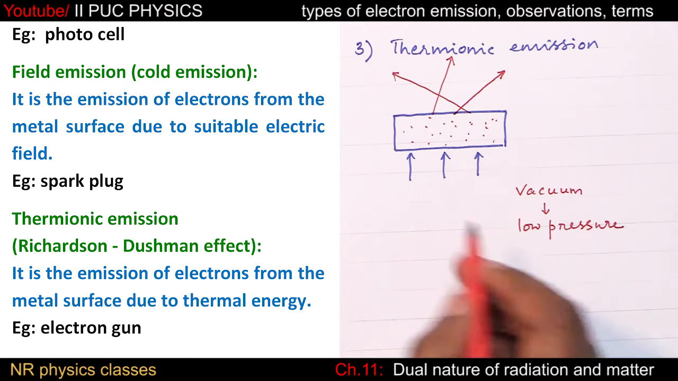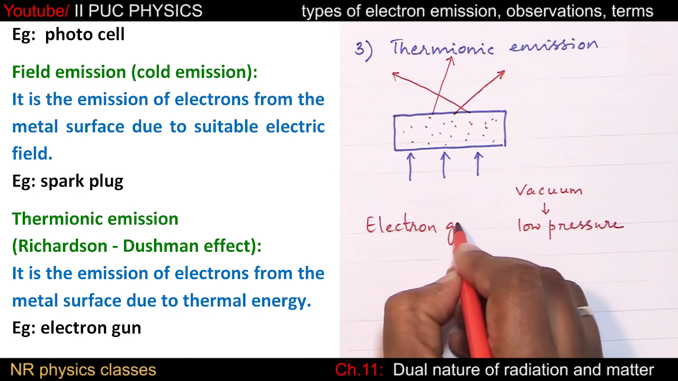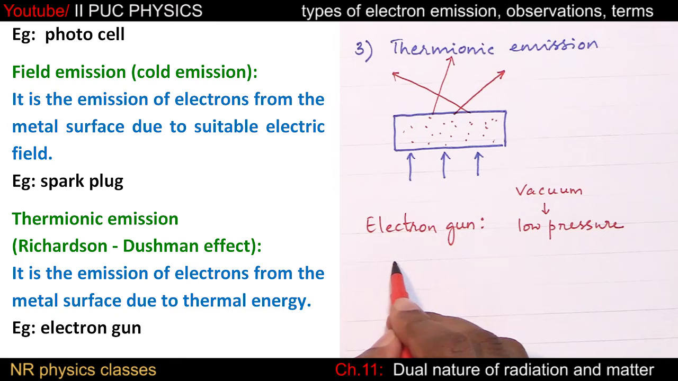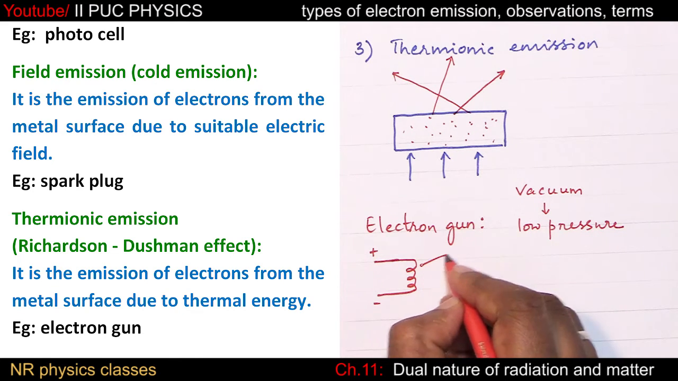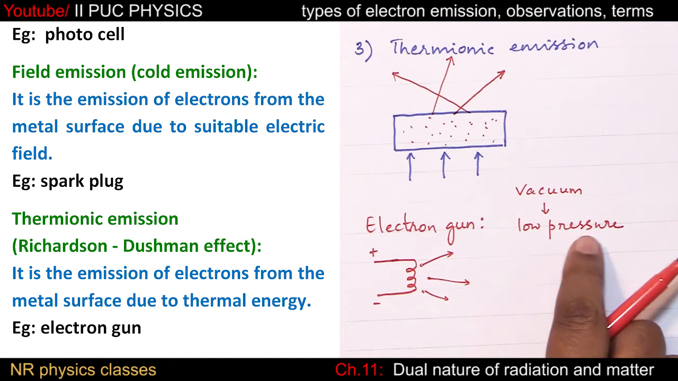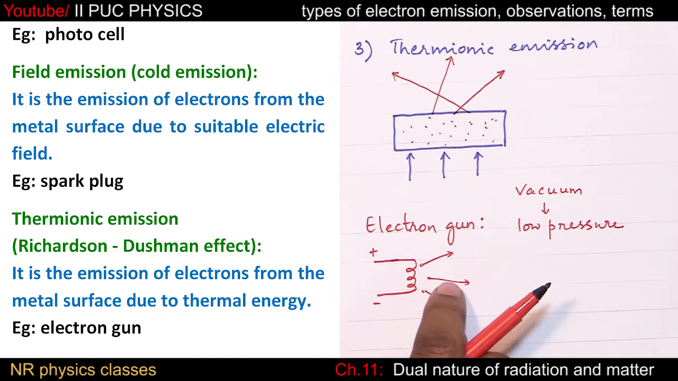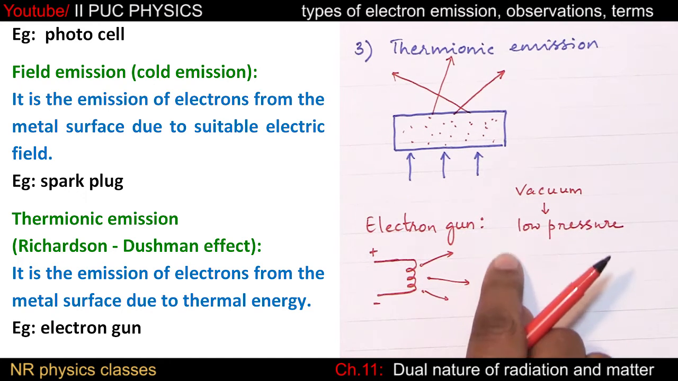Thermionic emission is observed in an electron gun. A suitable filament is connected to a battery, and this battery will heat this filament. After heating, electrons are emitted from the filament. These electrons can be caught and used only when everything is enclosed in a chamber where low pressure is maintained. If it is done in the atmosphere, then these electrons are immediately captured by gaseous molecules present in the atmosphere.